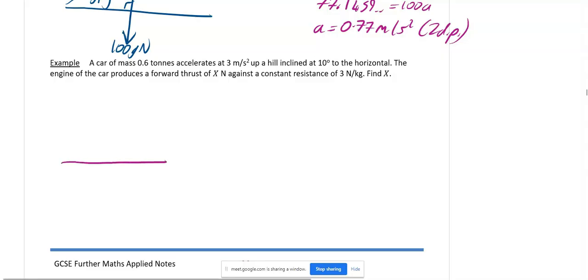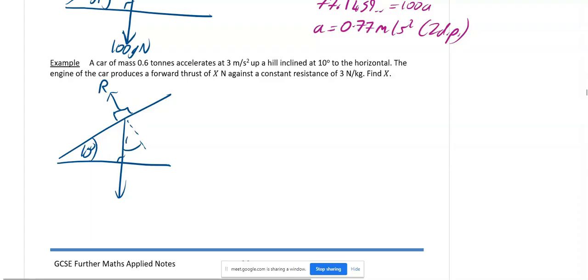So let's do our diagram first of all. You have your horizontal line, do your angle, it's 10 degrees, and there's your car, there's your vertical, there's your R, your normal reaction, and always mark on the normal reaction. Quite often, as you'll find in this case, we don't need it, but that's what we have. And the mass then was 600 kilograms, so 600g newtons acting down the way. And we also have got your X, which is pulling you up the slope. It's accelerating up at 3 meters per second squared. And this bit we need to figure out.